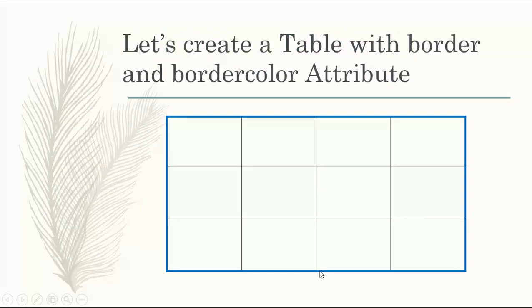So let us create a table with border and border color attributes. Here you see in this table children, the border size applies only to the outside table border. The inner cell will have a cell border that is always only 1 pixel thick. So you can change the width of the outer border, but the inner border will be only one pixel. So let us create the table.